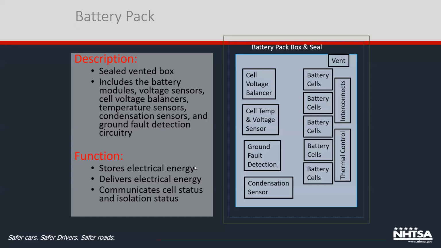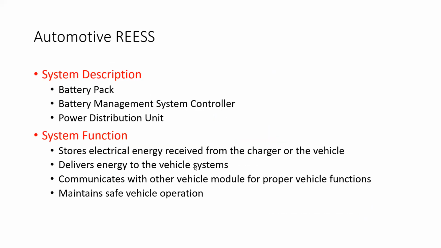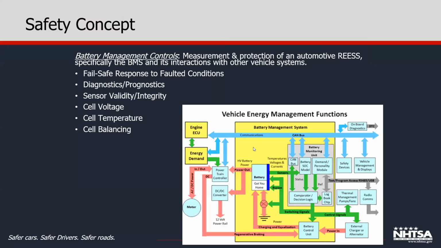What is the function of the battery management system? Why are we using the battery management system? First of all, it stores the energy, and it should supply the energy to the vehicle running, moving, or propelling. That is the second function. Clear. And the third function is that it should monitor all the parameters of the battery pack.